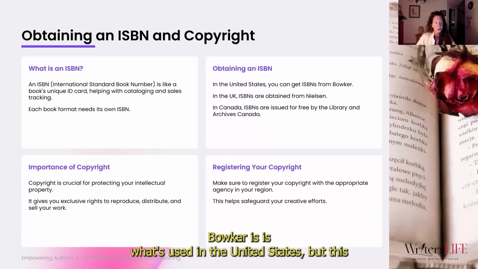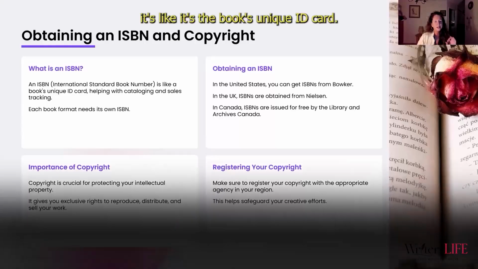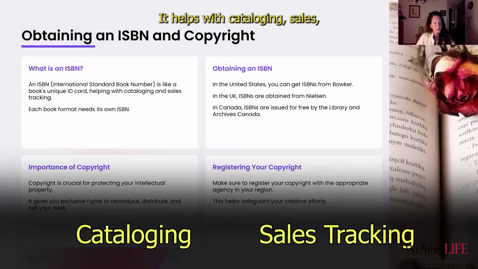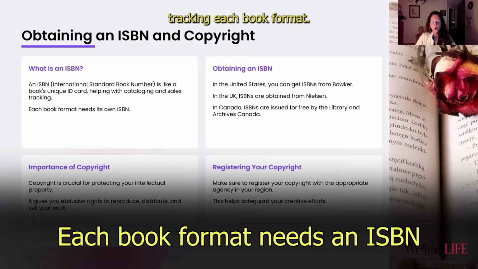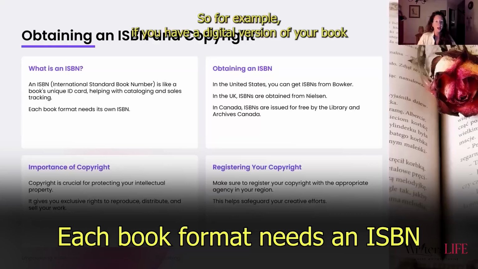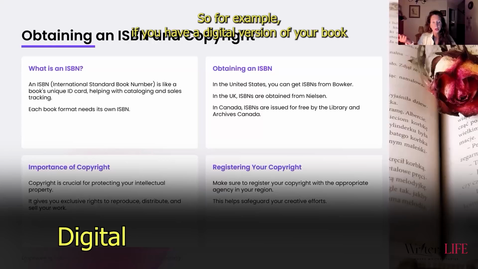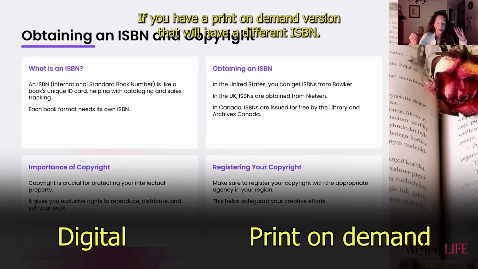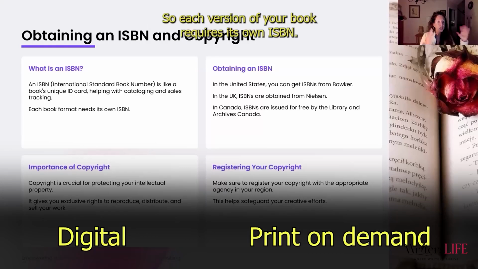Bowker is what's used in the United States, but this International Standard Book Number, it's the book's unique ID card. It helps with cataloging, sales tracking. Each book format needs its own ISBN. So for example, if you have a digital version of your book, that will have an ISBN. If you have a print-on-demand version, that will have a different ISBN. So each version of your book requires its own ISBN.